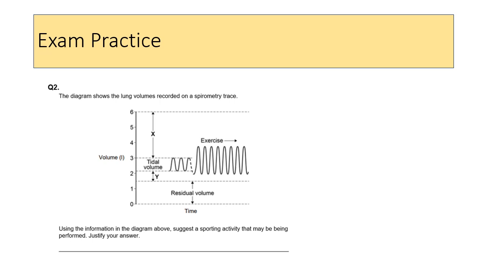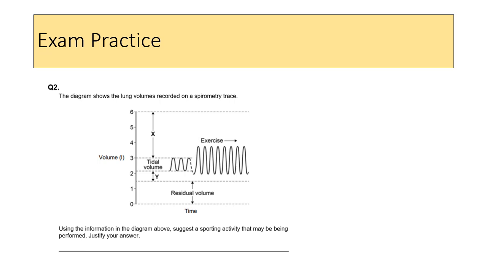Okay, so let's look at the second part of this question. So it's exactly the same diagram, but this question now is saying, using the information in the diagram above, suggest a sporting activity that may be being performed. Justify your answer. So it's not asking you to label the diagram now, it's asking you to interpret it, to look at it and decide what type of activity you think is being performed. So have a look at that and decide, so from this rest phase here, from the tidal volume to the exercise itself, what type of sport is perhaps being performed or activity.